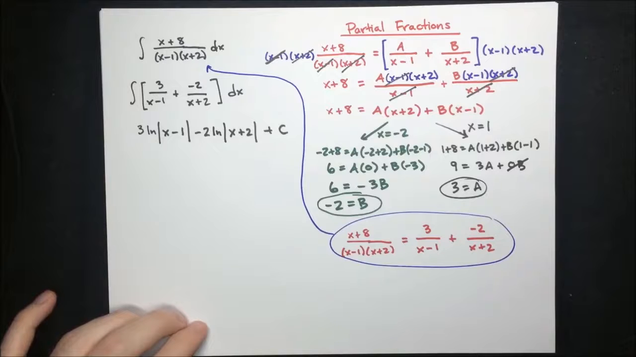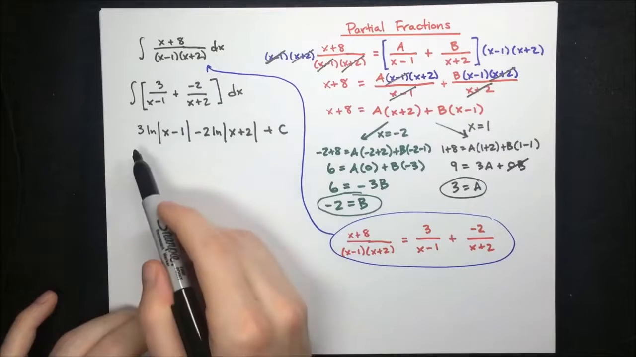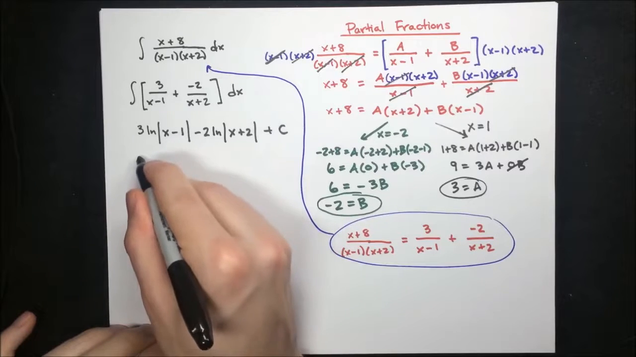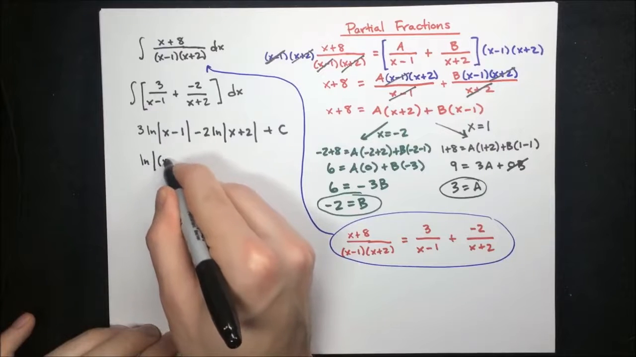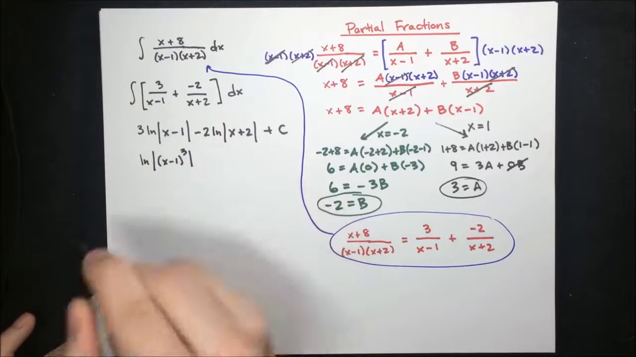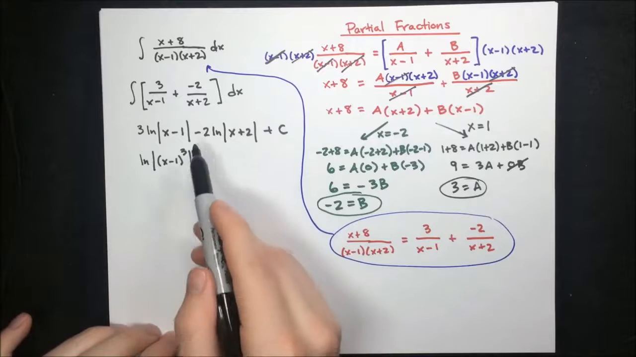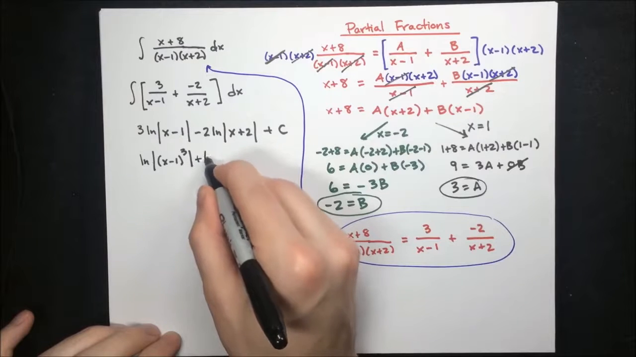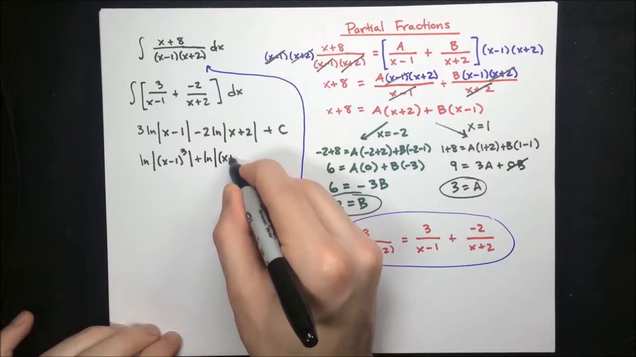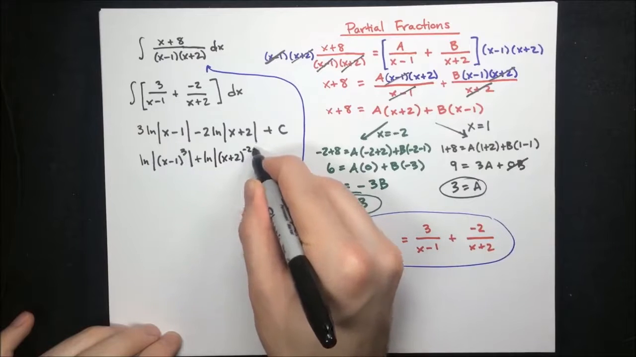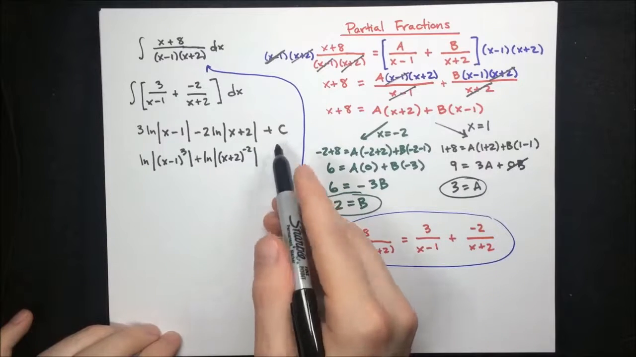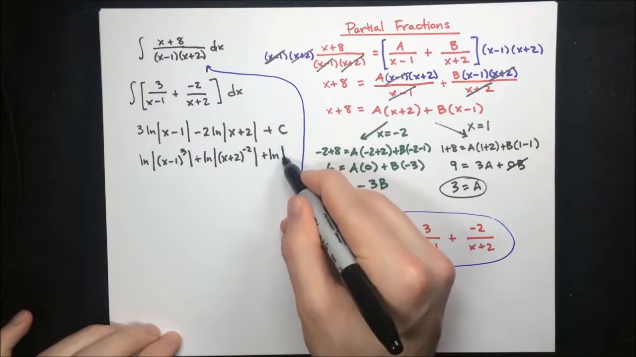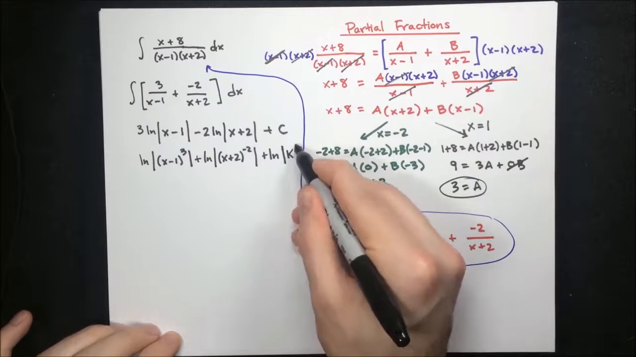And the way you do that is using log rules. Remember that a multiplier outside a log can move into an exponent on this x minus 1. So we can write this as natural log of x minus 1 to the third. So you can probably see where this is going. The negative 2 here can also go as a power on the x plus 2. So plus natural log of x plus 2 to the power of negative 2. And then our constant here, we can actually write as the natural log of some other constant, and we can make that an absolute value to fit in with the rest of our terms.